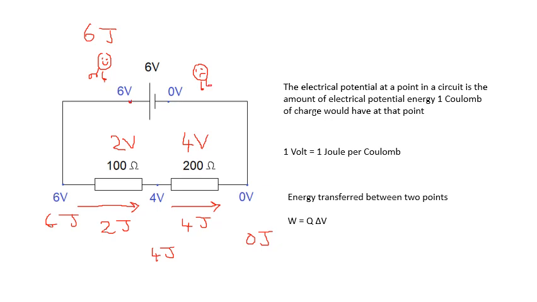So the potential at a point is how much potential energy a coulomb has at that point, and then the potential difference is the difference in potential between 2 points. Okay, that's a messy diagram. So the energy transferred between 2 points, W equals Q delta V. Delta V is your potential difference.